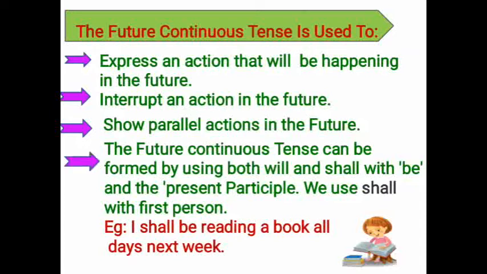Also, we need to remember that the future continuous tense can be formed using both will and shall, like the simple future. That means after will and shall comes be, and then the present participle, that is verb in the ing form. We generally use shall with the first person, and for the other nouns and pronouns, we generally use will. For example, I shall be reading a book all days next week. As the subject is I, I have used the verb shall.